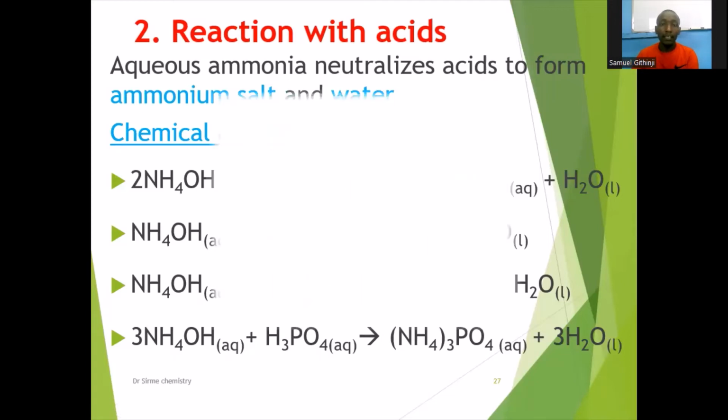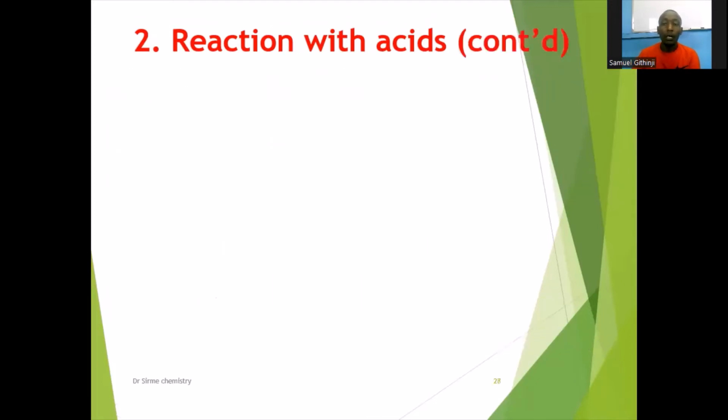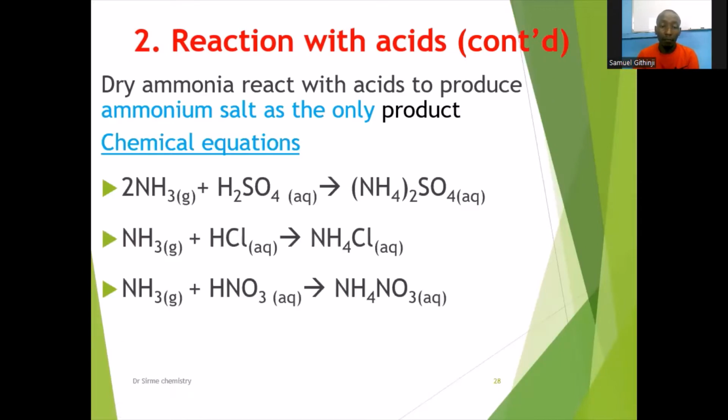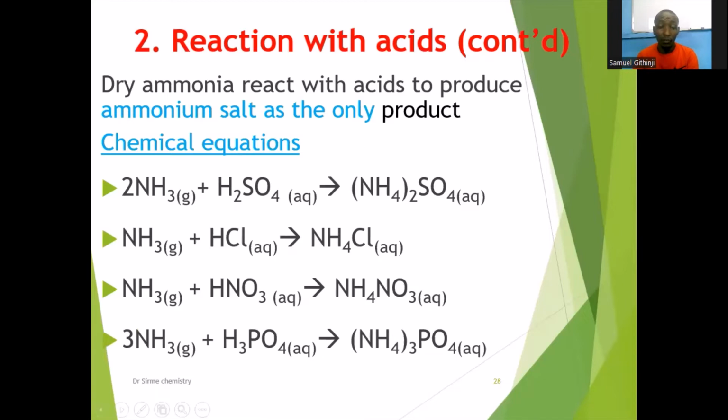In case we're talking about ammonia in dry form, that is dry ammonia, if it reacts with an acid, it will only produce a salt as the only product. That's the ammonium salt. The chemical reactions, as you can see, are ammonia gas reacting with the acid. You get the ammonium salt as the only product. You can just go through those equations there.